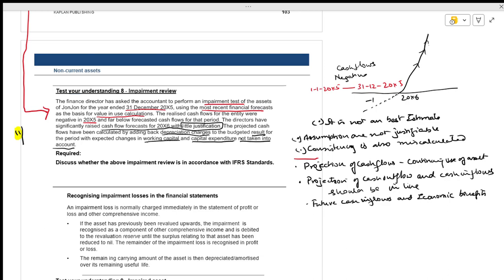That's very important with respect to what they have said. The projected cash flows have been calculated by adding back depreciation charges to the budgeted results for the period, with expected changes in the working capital and capital expenditure not taken into account. We cannot miss things as per our convenience. Unless we do that, we cannot make an impairment review as per IFRS 36.